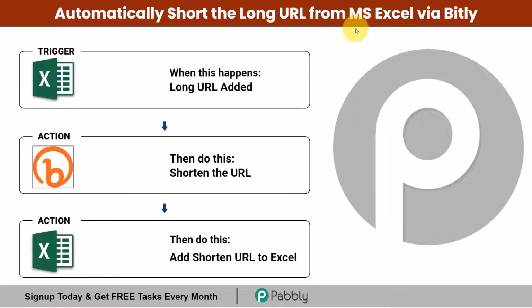Automatically shorten the long URL from MS Excel via Bitly. This is a very interesting automation where you just need to add the long URL into the MS Excel sheet, and the same long URL will be picked up automatically, and Bitly software will automatically shorten the URL, and the shortened Bitly link will be added to a separate Excel sheet, that too automatically. You can automate your entire URL shortening process using this automation. To see how you can perform this automation, just follow this video till the end.